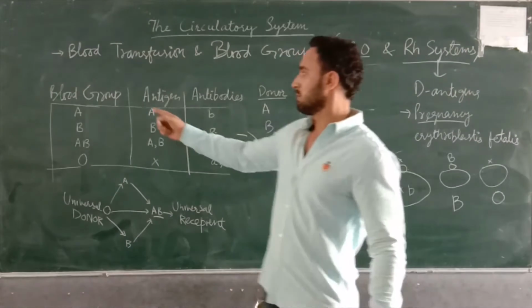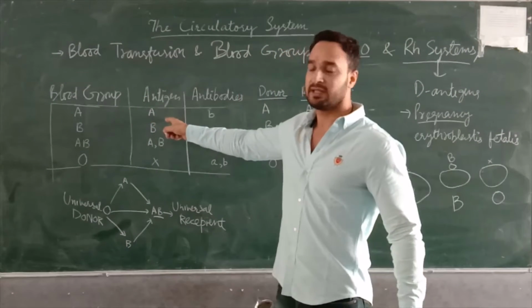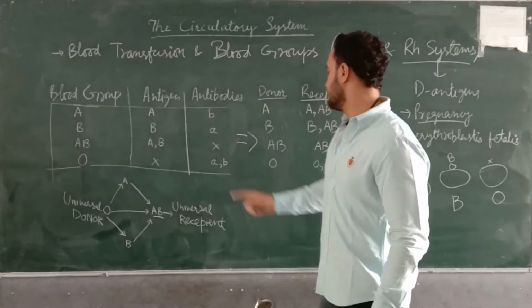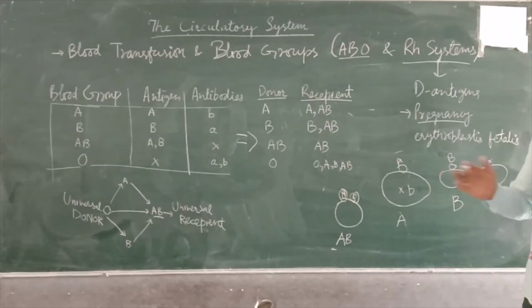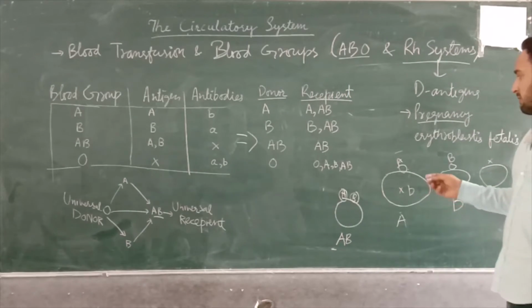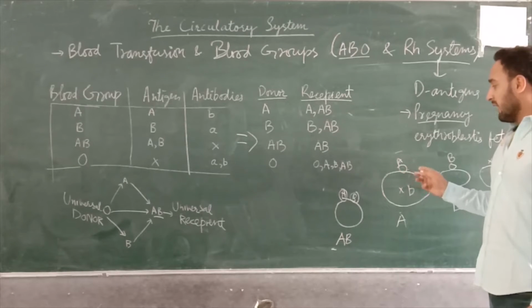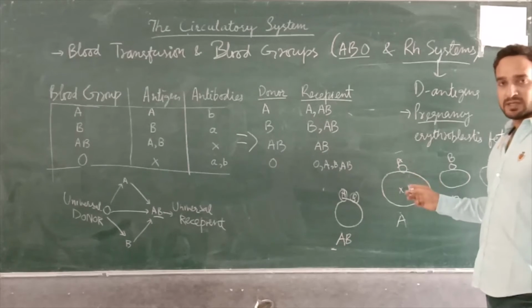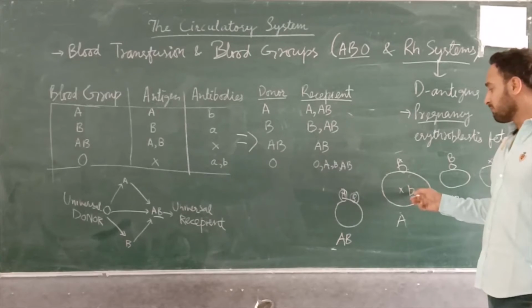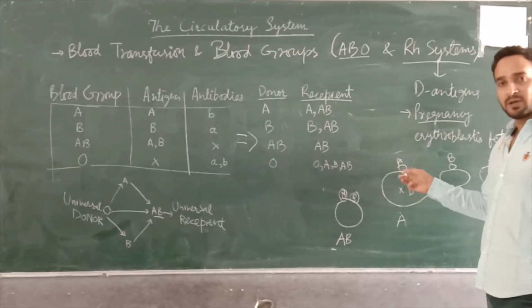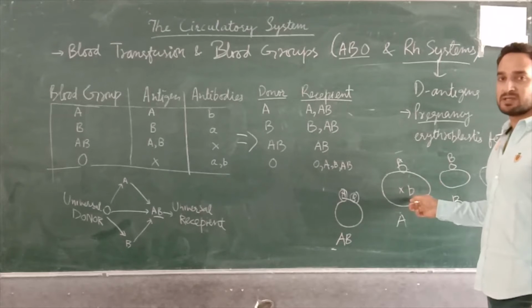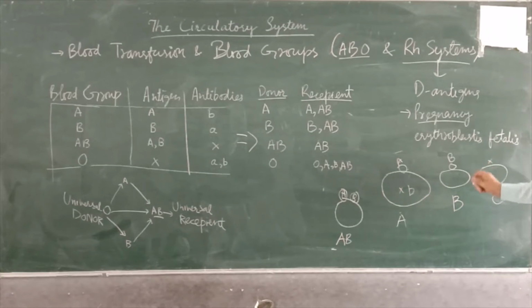Right? Look here, blood group A has antigen A and antibodies B, because antibodies and antigens are complementary, which means that if the person has A antigen, meaning the blood group is A, the antibodies present in the plasma are B. So A blood group has B antibodies. Similarly, B blood group has A antibodies.